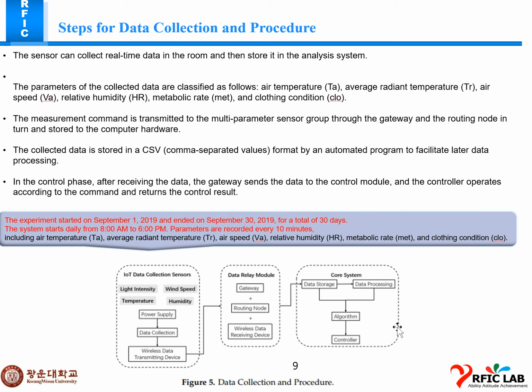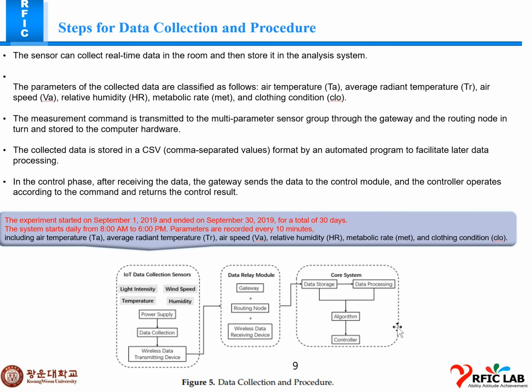As I said, this topic is about data collection and procedure, and the sensor. IoT has been used, which is an advanced technology. It sends data in real time, stores it, analyzes all the data, and then sends it to the system. They specified all the temperatures with specific symbols: air temperature is symbolized with TA, average radiant temperature TR, air speed and relative humidity, metabolic rate, and clothing.